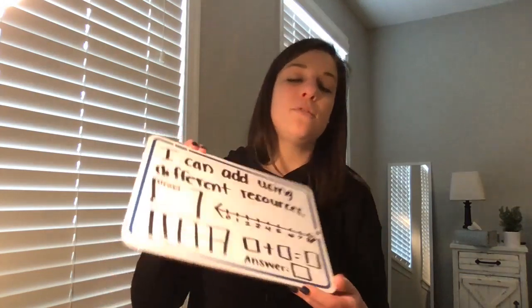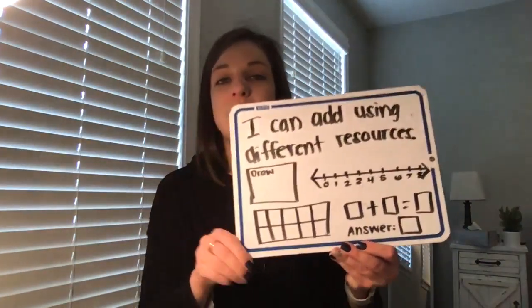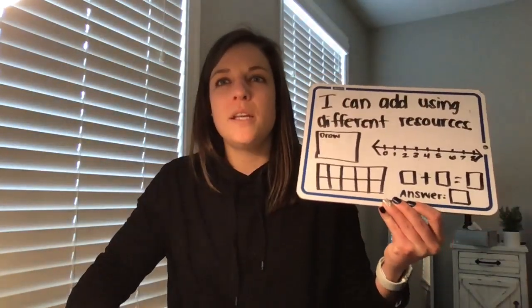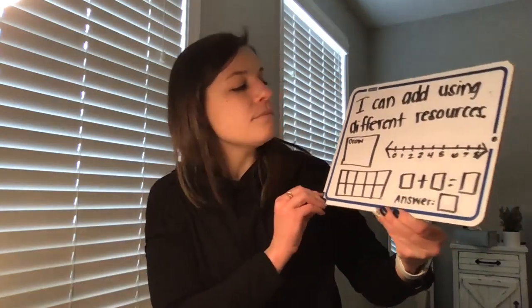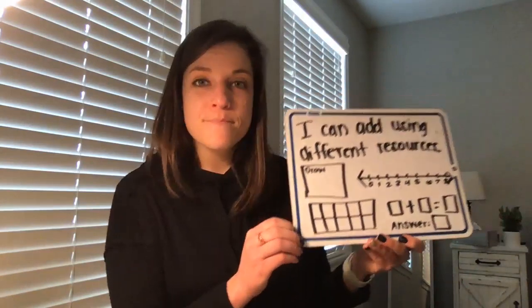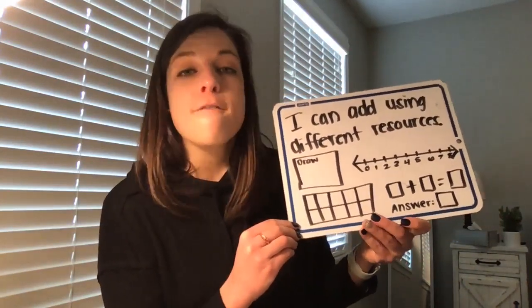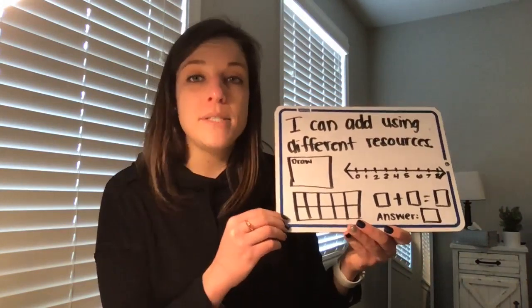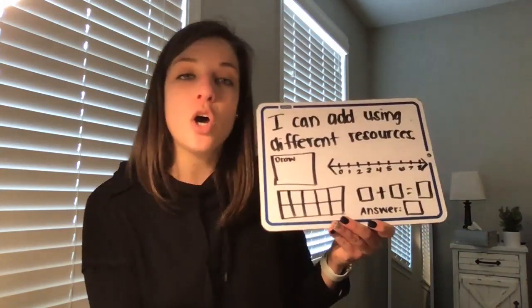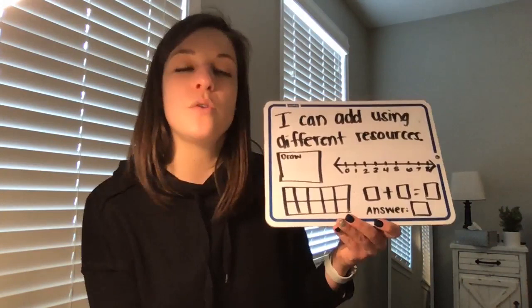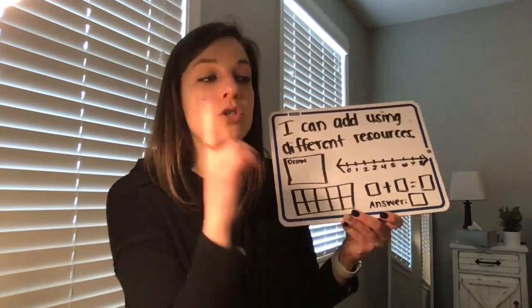So I have a different story for us to solve together. And it goes like this. I see 2 dogs. 4 more run up to the park. How many dogs are there altogether? So I'll read it one more time. I see 2 dogs.